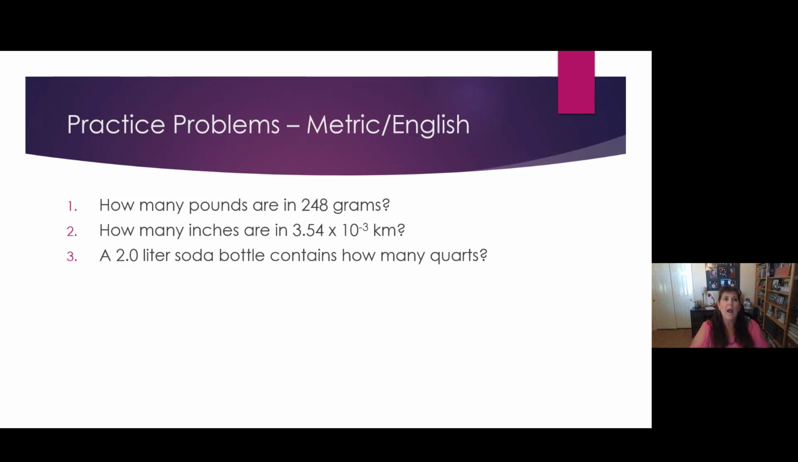All right, here we go. Practice problems, metric to English conversions. Number 1, how many pounds are in 248 grams? Okay, start with what we know. 248 grams. Grams is metric, pounds is English. So I'm definitely going to use one of the crossover conversion factors from this table. So I look at them. An inch is 2.54 centimeters. No, that's distance. I'm looking at mass. A pound is 454 grams. Bingo. I'm dealing with mass. I'm going to use that.